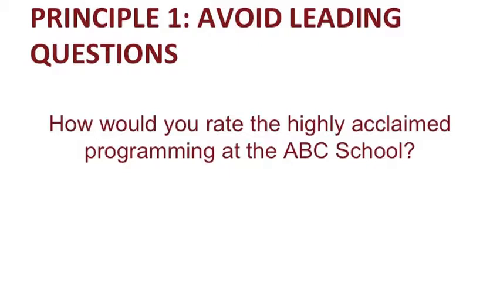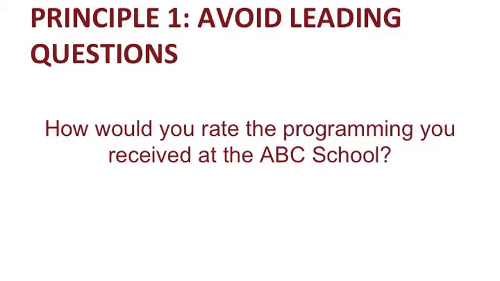Our first item reads, how would you rate the highly acclaimed programming at the ABC school? In this item, describing the ABC programming as highly acclaimed might bias the respondent to believe the programming is good or strong. When drafting survey items, we want to use neutral wording to ensure respondents are not biased towards one direction of an argument or the other. A better version of this survey item might read, how would you rate the programming you received at the ABC school?